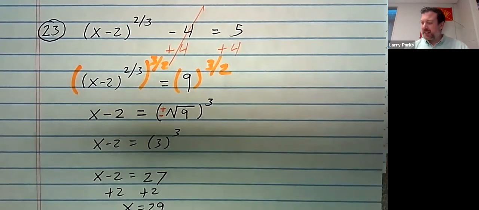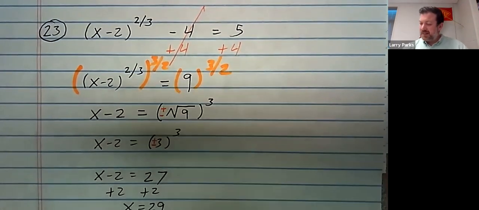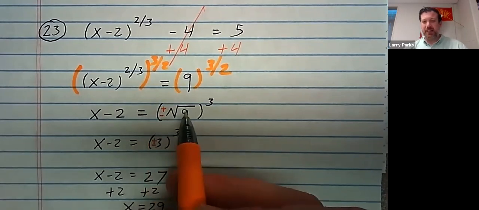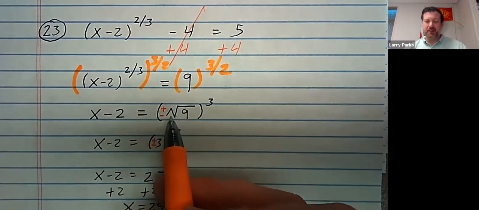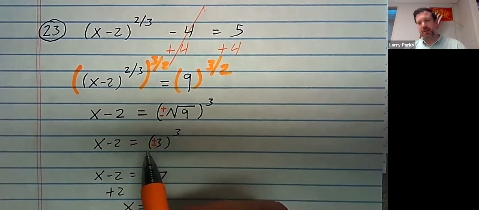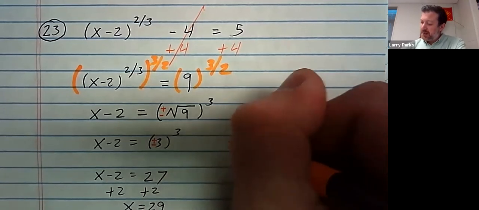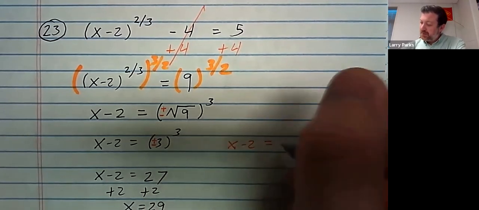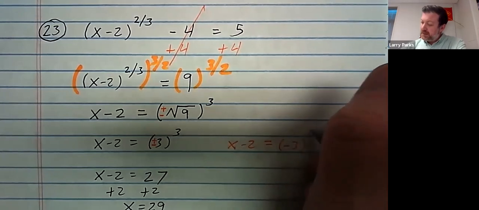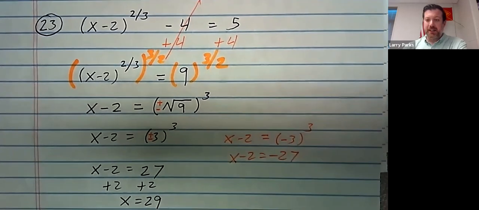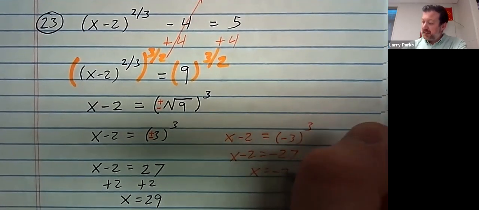Okay. So the positive and negative 3, because negative 3 times negative 3 is 9, and so is 3 times 3. And then, so I already had 3 to the 3rd, so now I need to write my other equation as x minus 2 equals negative 3 to the 3rd, which is negative 27. And then I add 2 to both sides, and I get x equals negative 25.